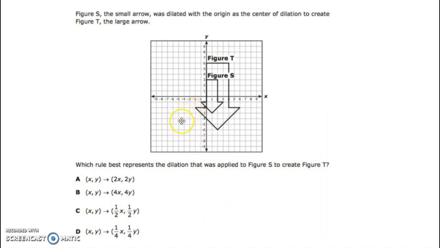Let's take this point here, 0 and 3. That is the original figure, and the new figure is 6 and 0. So we divide the new by the old. 6 divided by 3 is 2. So your answer is A.